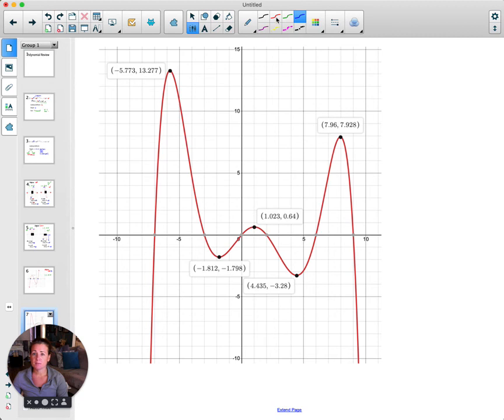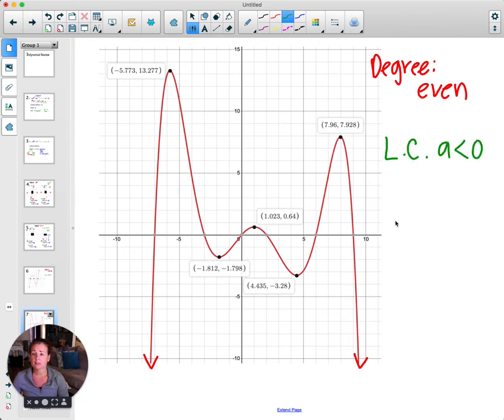For this one, we can see that there's an arrow down and down. So the arrows are down on both sides. This means that your degree is even. And since they're both down, that means that the lead coefficient here is negative, so less than 0. So something like negative x to the 8th or something like that.